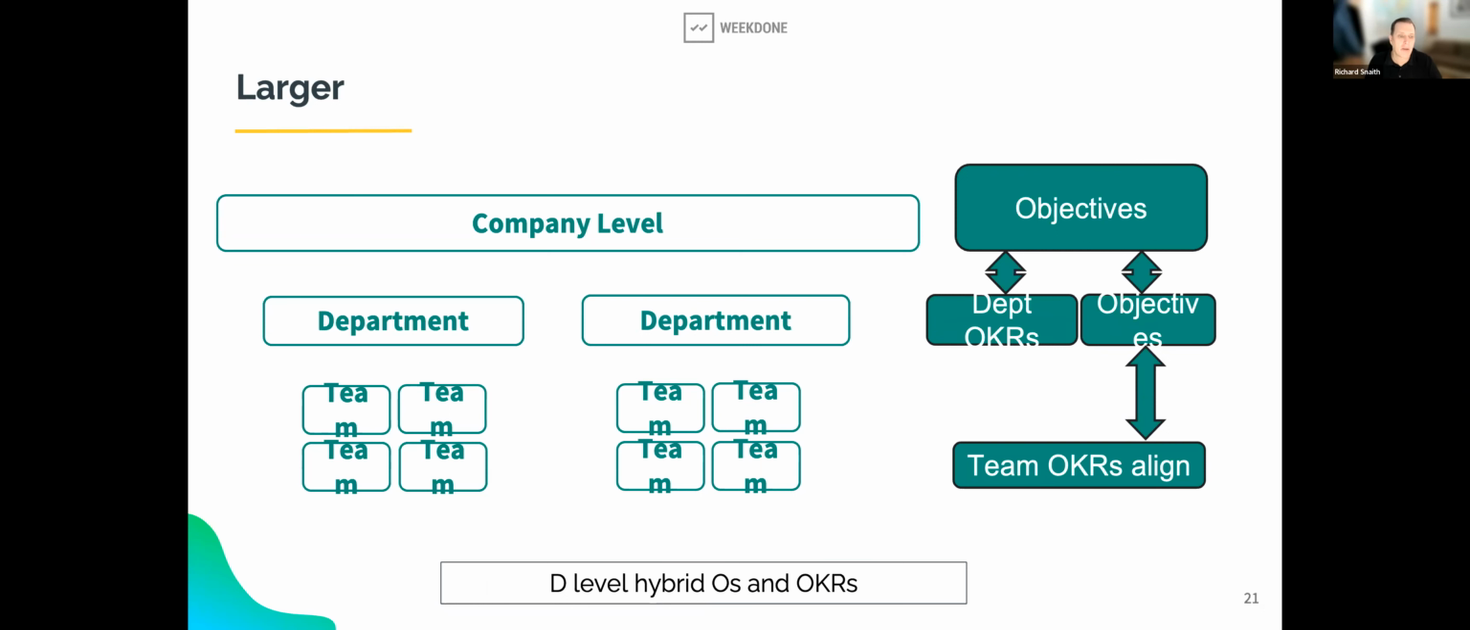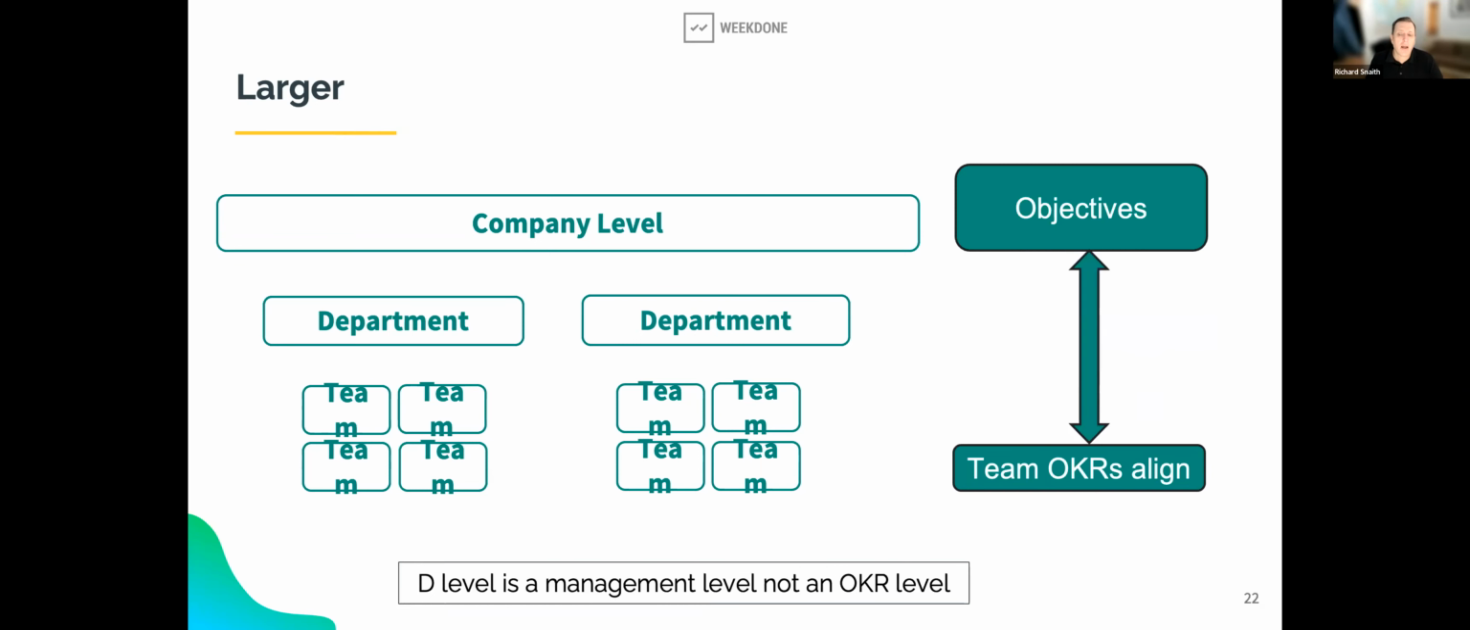Some OKRs that maybe are overarching of all teams that we need to improve. So kind of a mixed hybrid there. There are other teams that, although they have the structure of company, department, and teams, actually only have company objectives and team objectives. The department is there as a management level, not an OKR level, not an alignment level. We're always aligning from the teams up to the company level.